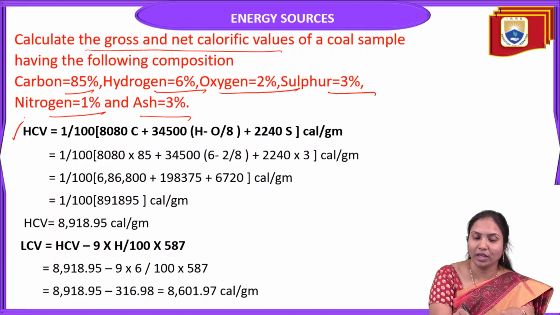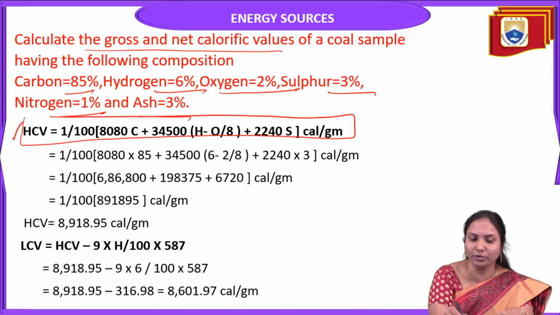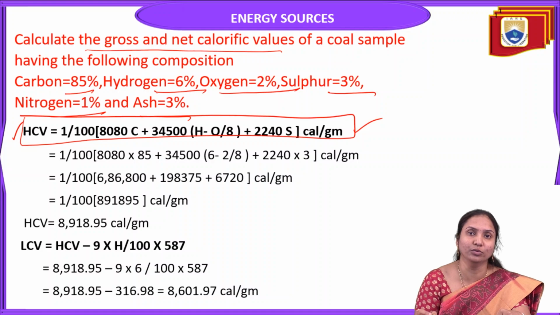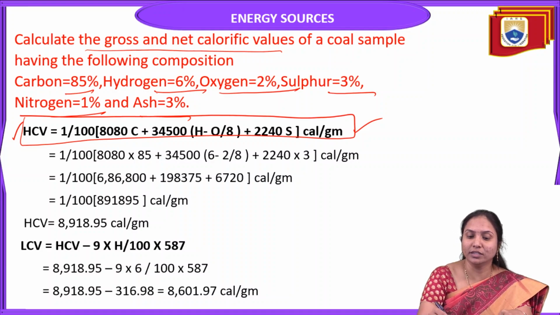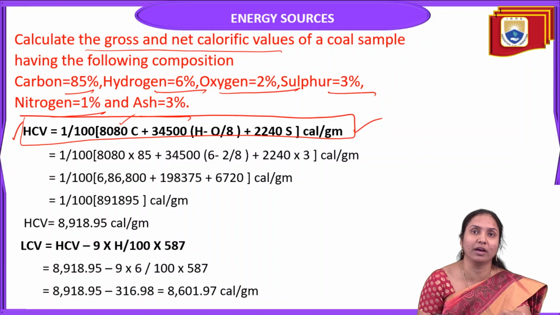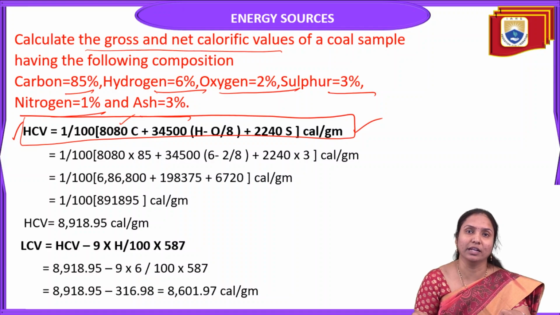So what is the formula? HCV equals 1 by 100 into 8080 carbon plus 34,500 H minus O by 8 plus 2,240 sulfur, calories per gram. This is the formula used for the high calorific value of a fuel. Here 8080, 34,500 and 2,240 are the calorific values of carbon, hydrogen, sulfur during 1 kg of fuel burned completely.